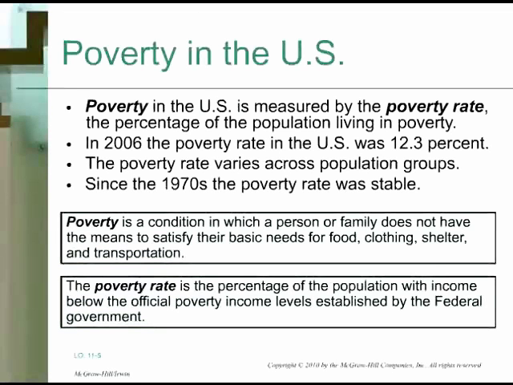Poverty is a condition in which a person or family does not have the means to satisfy their basic needs for food, clothing, shelter, and transportation. Poverty in the U.S. is measured by the poverty rate, the percentage of population living in poverty, that is, below the official poverty income levels established by the federal government. In 2006, the poverty rate in the U.S. was 12.3%. The poverty rate varies across population groups. Since the 1970s, the poverty rate has been stable.